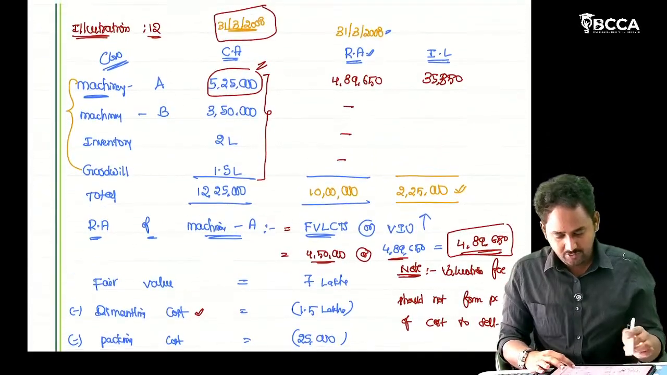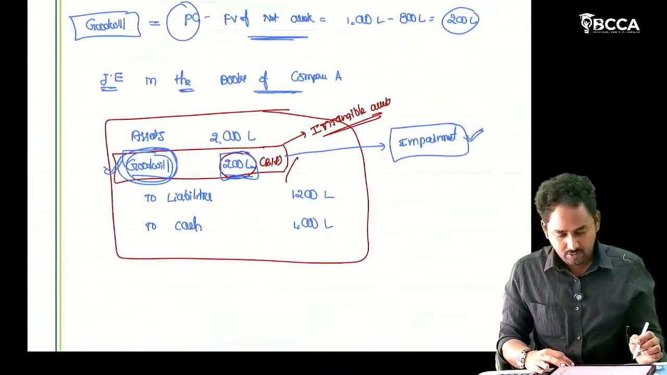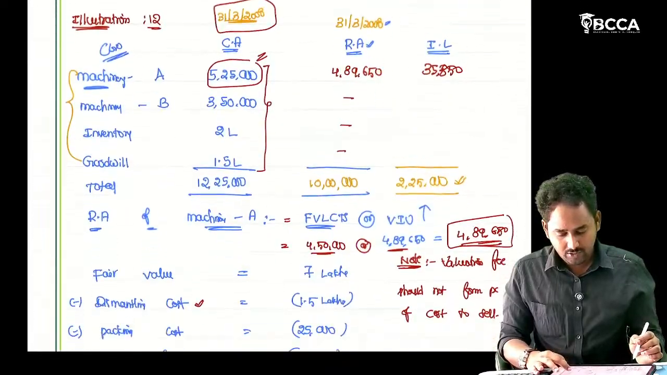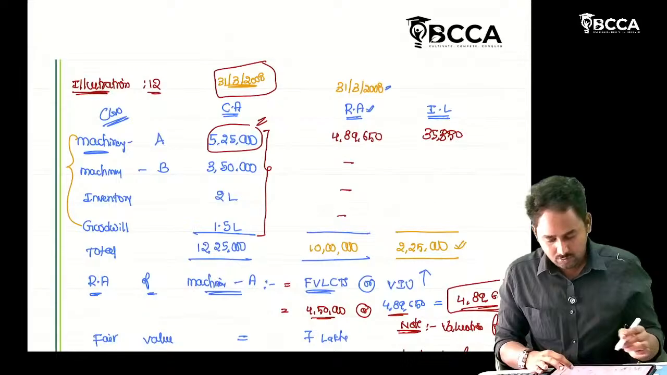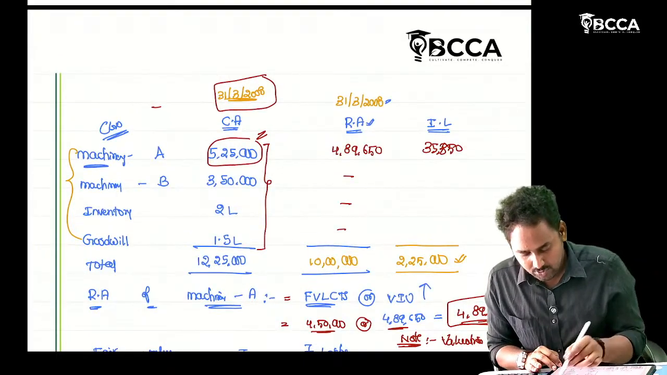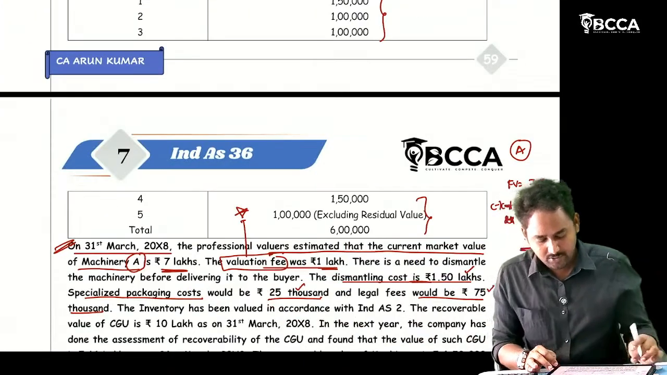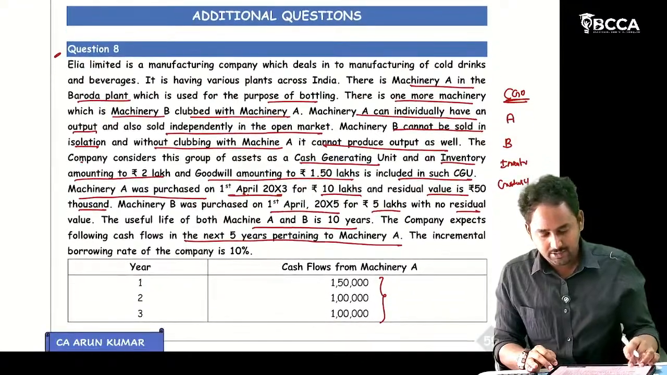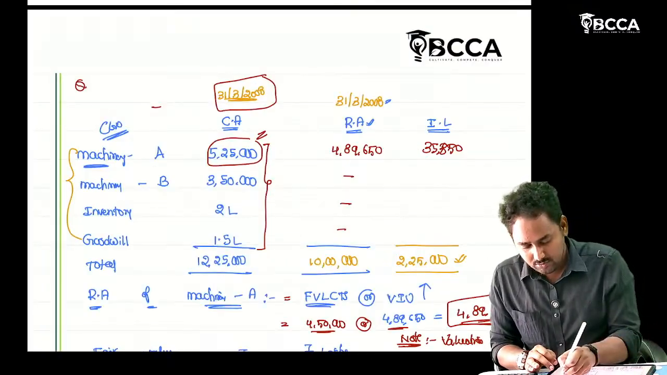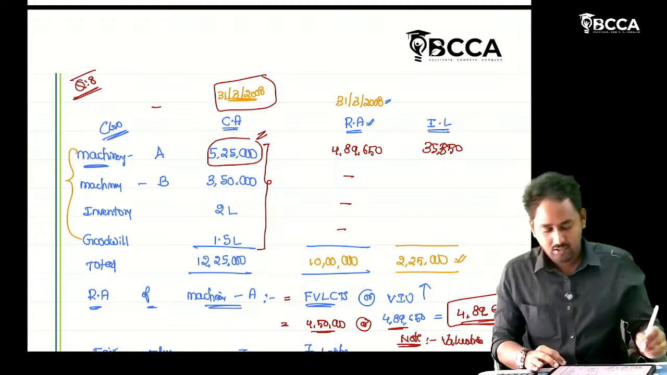Five lakh 25,000. 5,25,000. So this 1 minute. Tell me the question number, please, first. Question number 8. So this is question number 8. Okay.